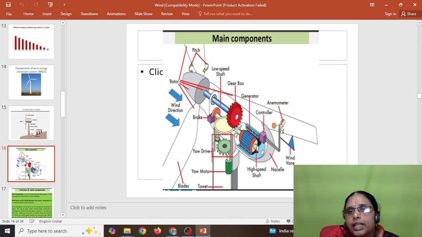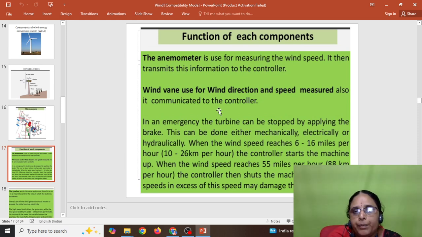The controller and anemometer, which is used to measure the wind speed, and the high speed shaft. And below that we have the yaw drive, yaw motor and tower, like this. Inside this rectangular box we have many components, that is called the nacelle. The anemometer, we know, is used to measure the wind speed, and the wind vane is used for wind direction and speed measurement. It is also communicated to the controller.